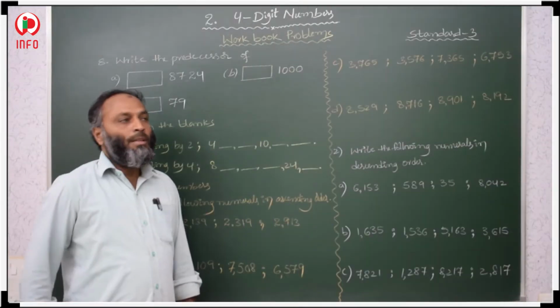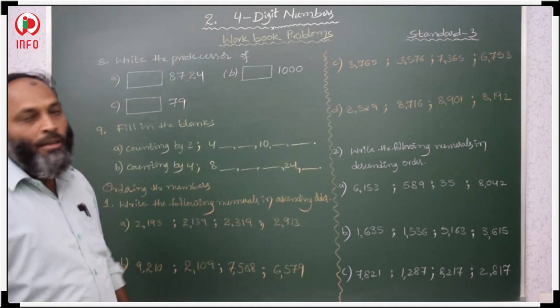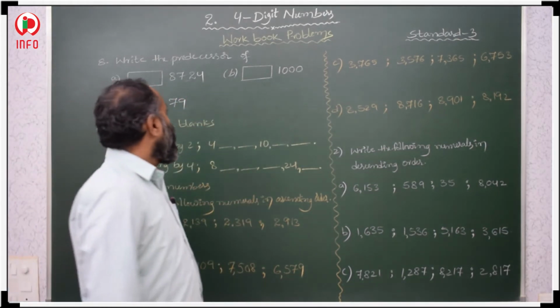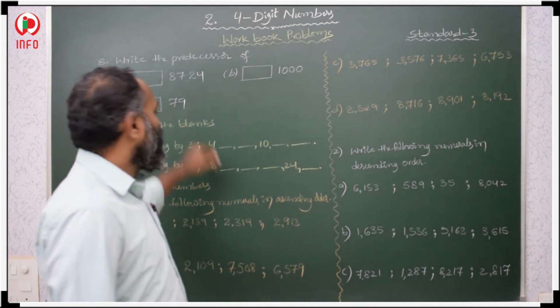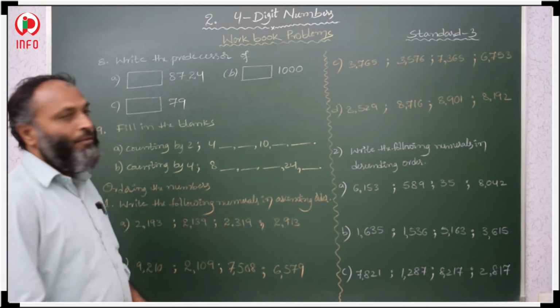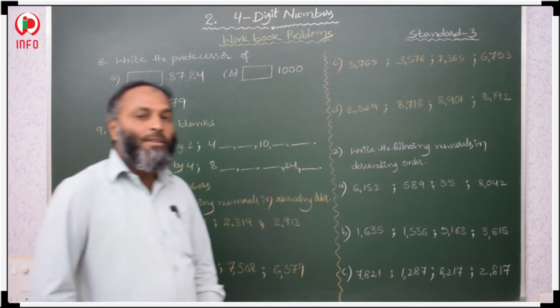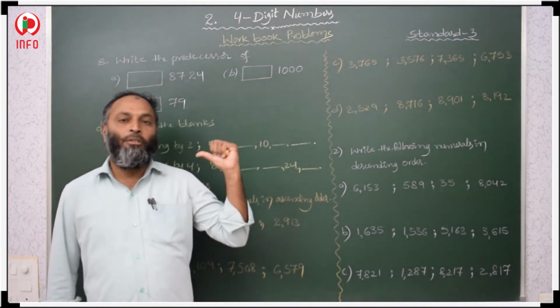Okay. Yes, now students, next. Write the predecessor of the given numbers. So three numbers are given. 8,724, 1000, and the other one is 79. So in this number we have to write the predecessor. Predecessor means before the number.